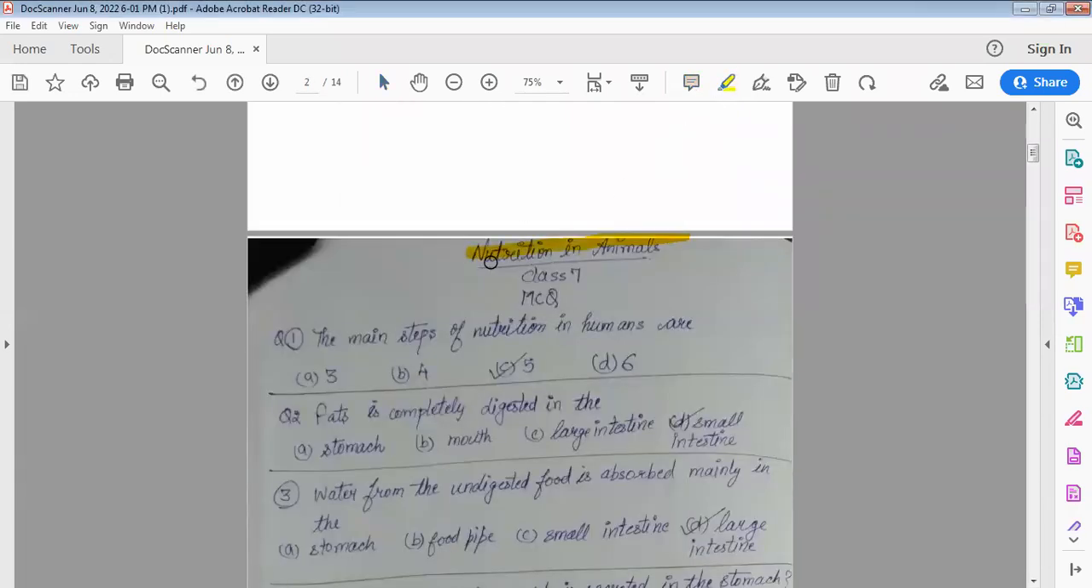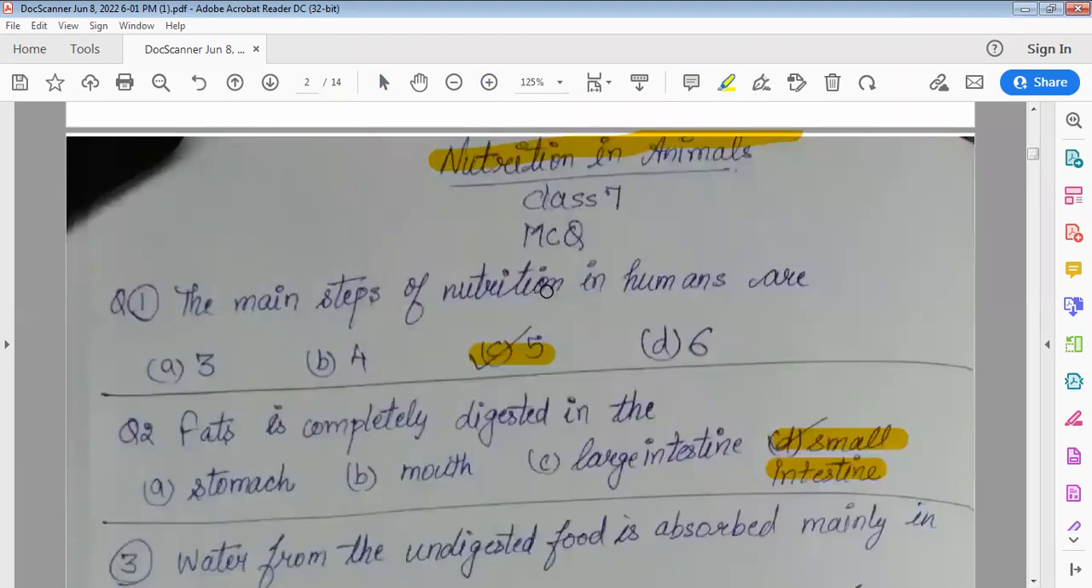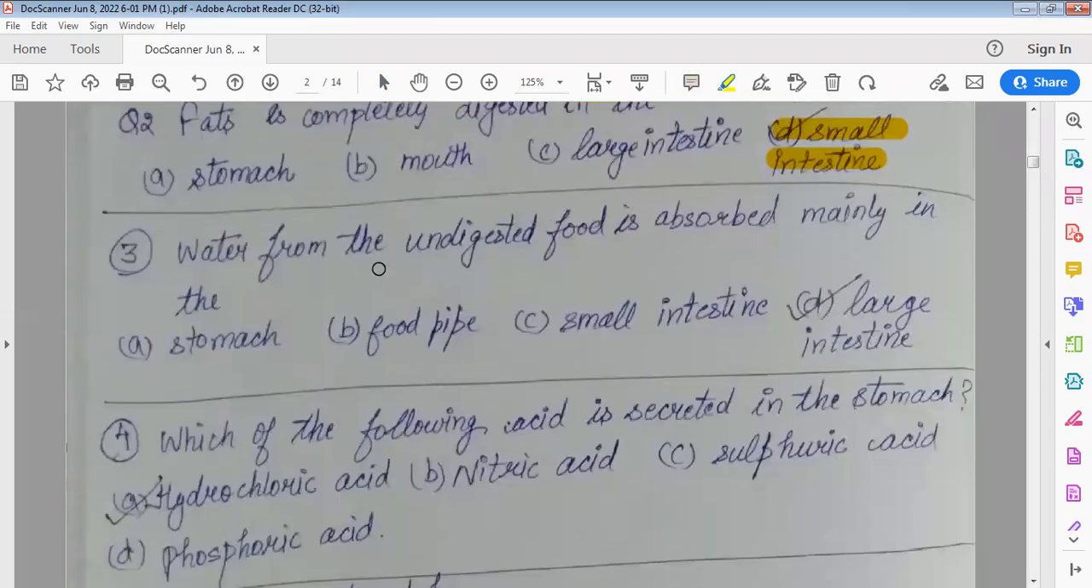Nutrition in animals for class 7th. The main steps of nutrition in humans are 5. Fat is completely digested in the small intestine. Water from the undigested food is absorbed mainly in the large intestine.